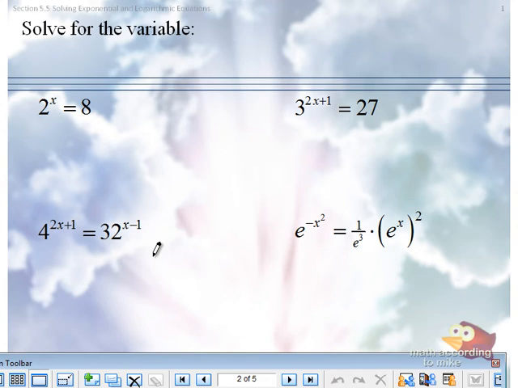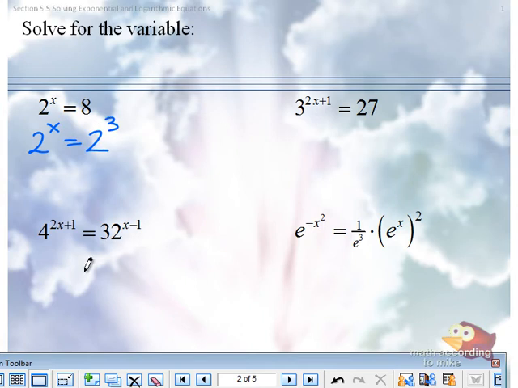First one, 2 to the x equals 8. How do we know this is exponential? Variables and exponent. All right. Can we write them as the same base? Can we write 8 as 2 to a power? Yeah, so 2 to the x would equal 2 to what power? 2 to 3.